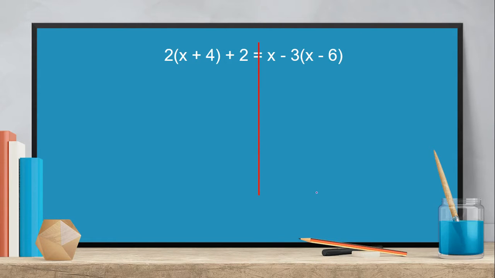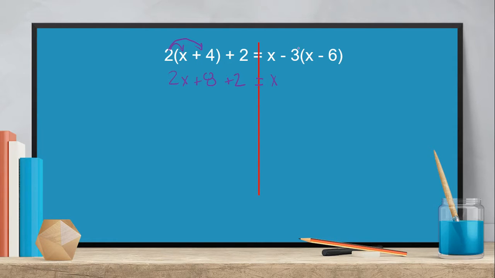All right, so here we've got an equation. 2 times x plus 4 plus 2 equals x minus 3 times x minus 6. So first thing I'm going to do is I'm going to distribute. So 2 times x and 2 times 4. Well, 2 times x is 2x. 2 times 4 is 8. Right now nothing's being distributed to the next term, but don't just leave it behind in the dust. You got to keep track of these things, just like this x.